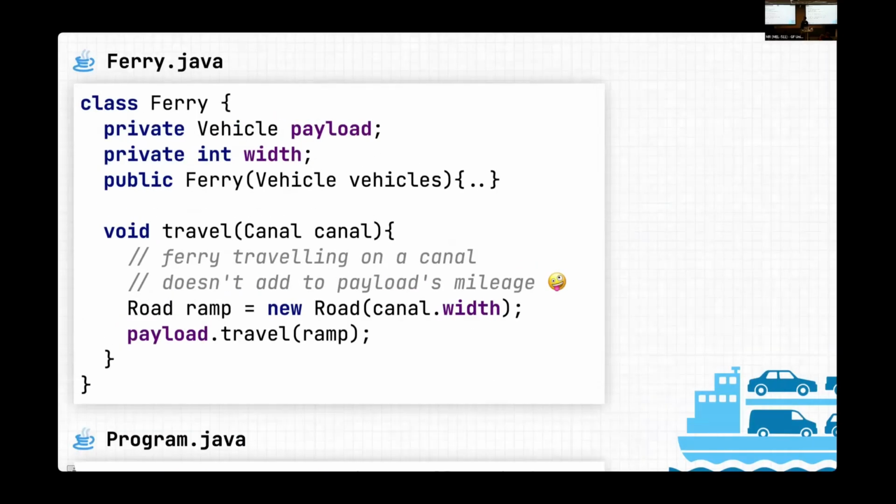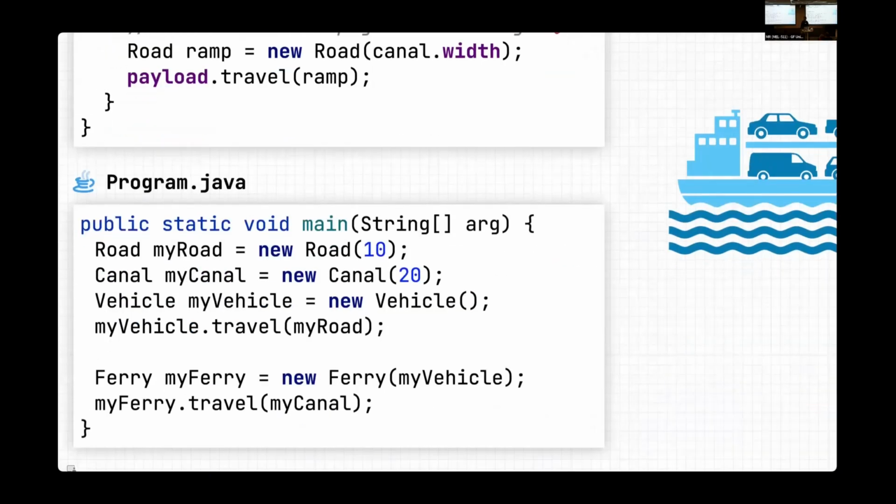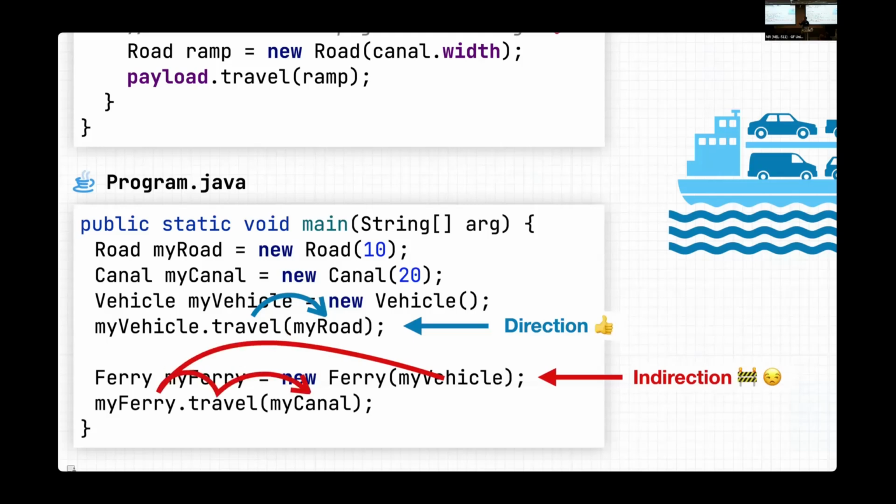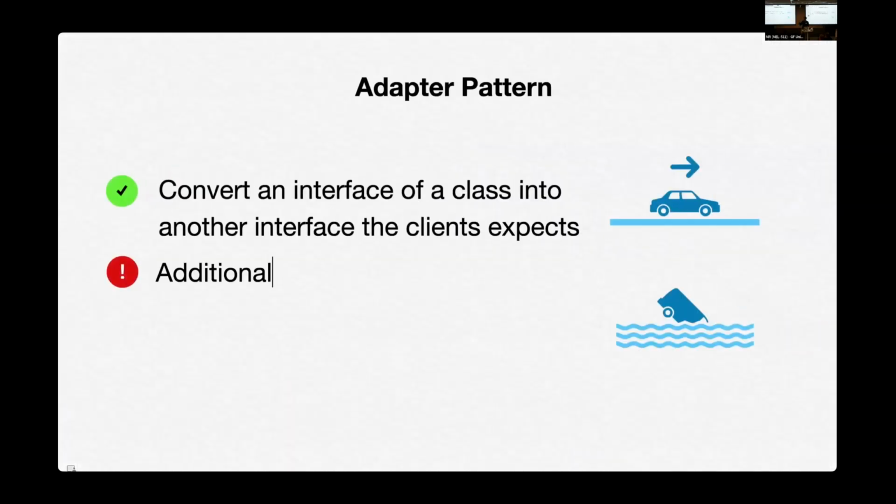Well, the first thing I think is that we have this additional wrapper class, which is the ferry class. It's something that we didn't have before, but now we have to keep track of. But I think the most egregious thing here is the fact that previously we had directness, so we could have just simply asked the car or the vehicle to travel over the given road. But with this new wrapper, we've lost that directness and we come up with something indirect. Instead of asking the vehicle to travel over the canal, now we have to put that in a ferry and ask the ferry to travel over the canal, which is indirection. So again, in order to solve that problem, we added 2 more problems on top of that.